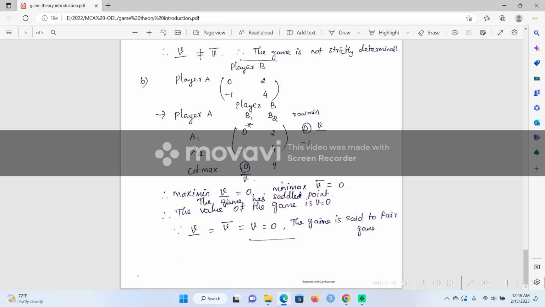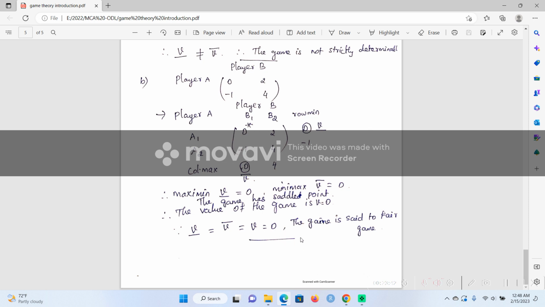So if V lower bar, V upper bar, and the value of the game are all equal, then that particular point is known as the saddle point. So this point is known as a saddle point. In this game, a saddle point is present. So we can tell the strategies adopted by the players. Here we mention that player A should adopt the A1 strategy and B should adopt the B1 strategy. That is the final solution we are giving, since it has the saddle point.